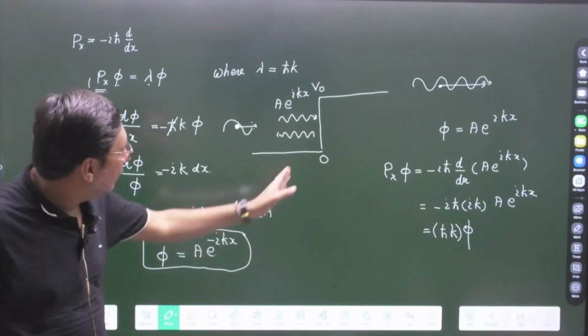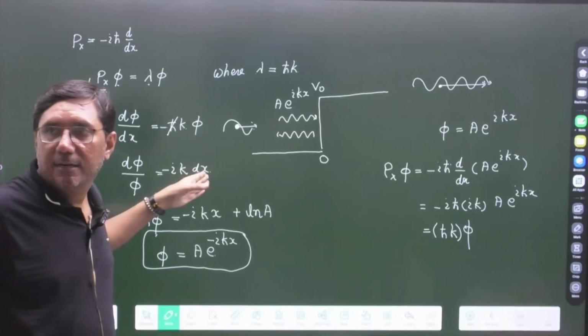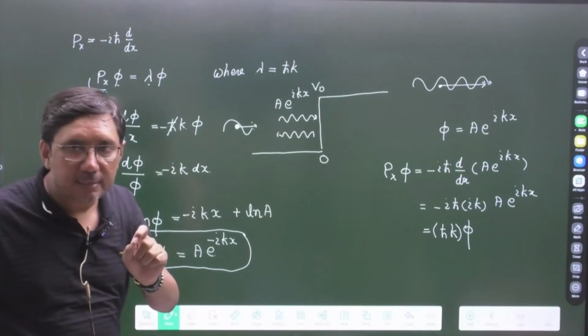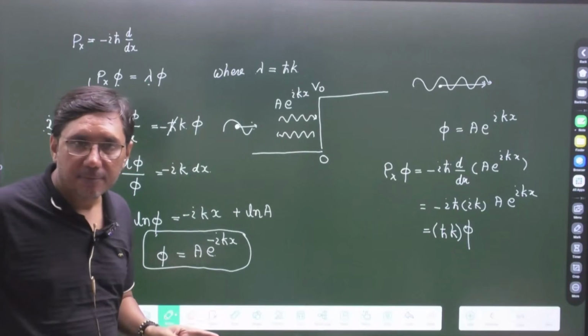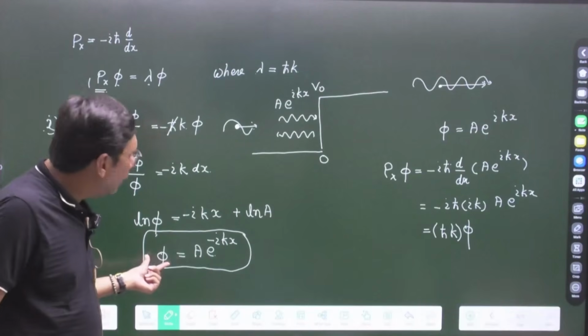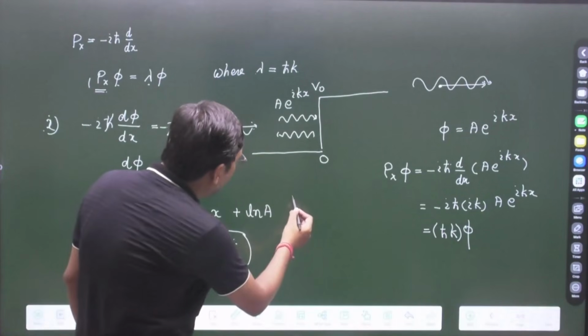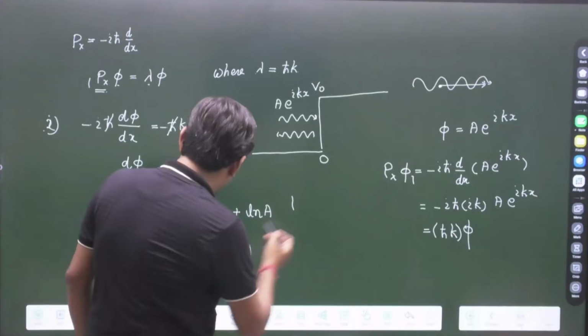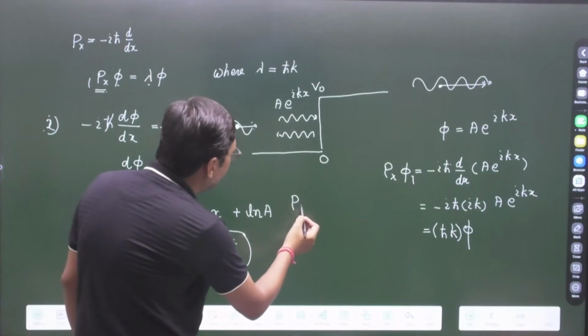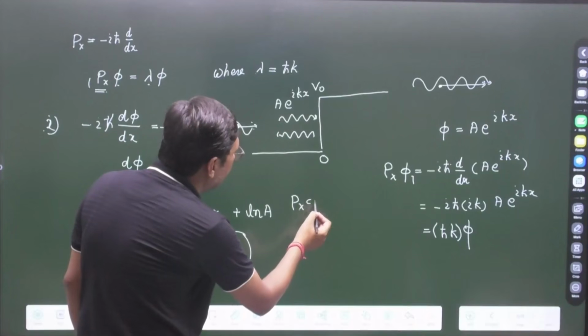A part is reflected back, it is moving in negative direction. So the momentum associated with this should be negative. That will be this one. Operate over px. As I operated here, I write it as phi 1. Suppose this is phi 2. So px operating over this phi 2.